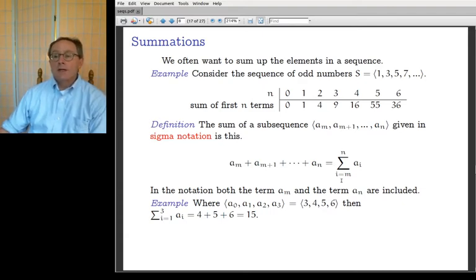In the notation, when it says i equals m to n, both a sub m and a sub n are included. So for example, if I gave you a0, a1, a2, a3 as 3, 4, 5, and 6, and I asked you for the sum, i equals 1 to 3 of a sub i, I'm asking for a sub 1 plus a sub 2 plus a sub 3. And you add them up, they happen to add to 15. The point is that I'm asking for a sum of this subsequence of the given sequence. So just notation, not especially hard notation, and probably notation you've seen before, but nonetheless notation.